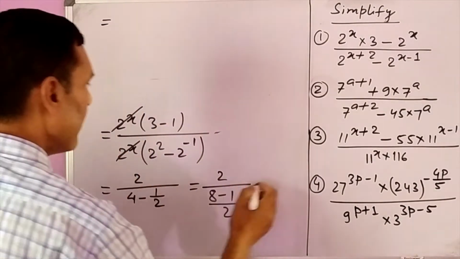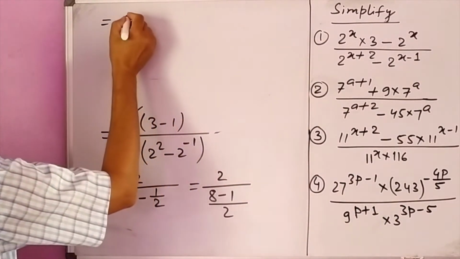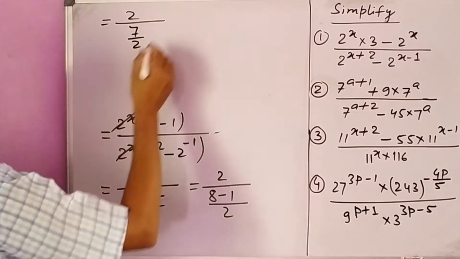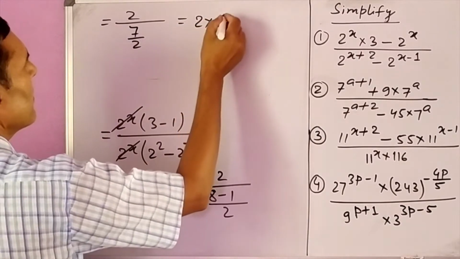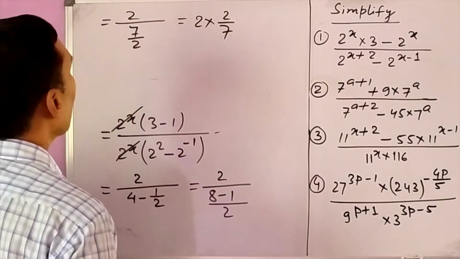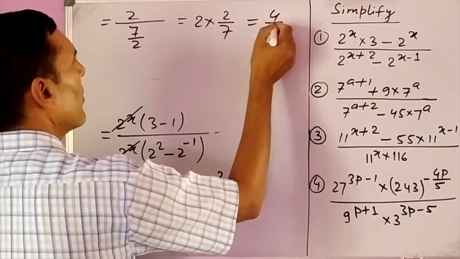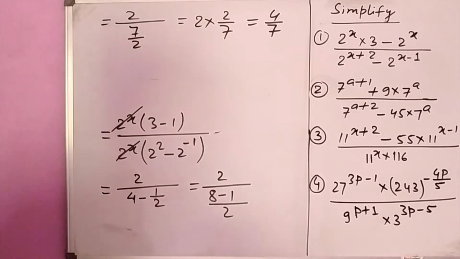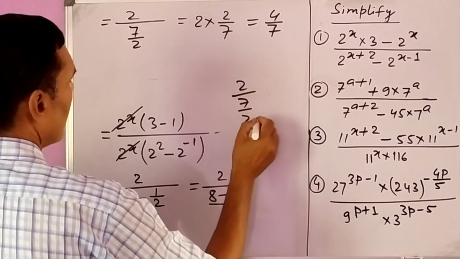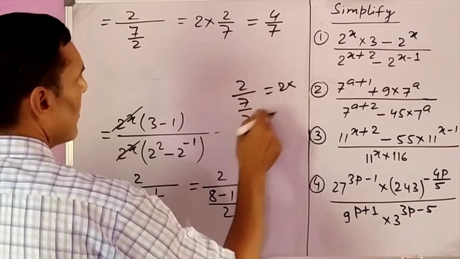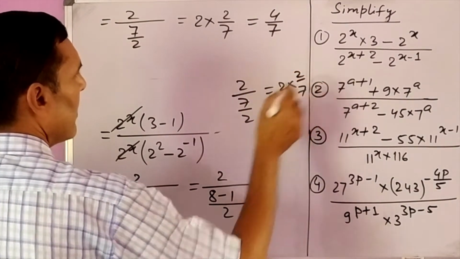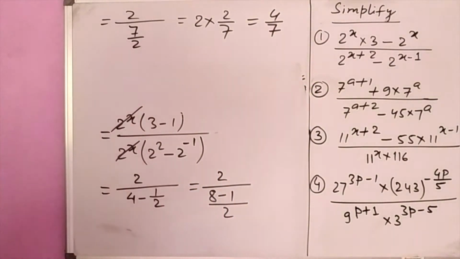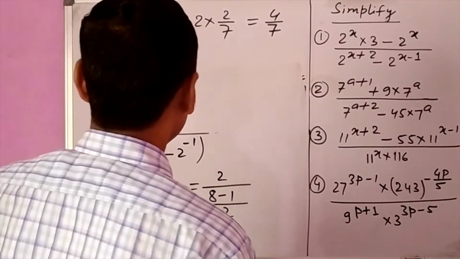After that I am writing here: 2 upon 7 by 2. If we reverse this 2 and multiply, it is 2 upon 7 into 2, so it is 4 upon 7. So the answer is 4 upon 7. This is 2 upon 7 upon 2; by reversing, 2 into 2 goes up and 7 remains in the denominator. So the answer of question number 1 is 4 upon 7.